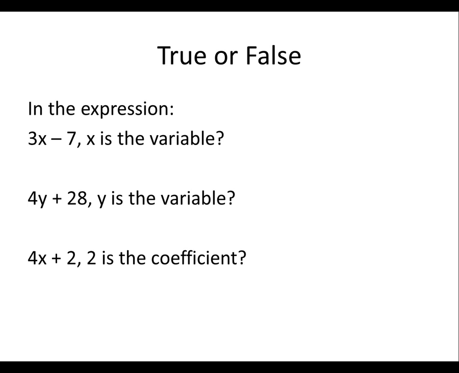In 4x plus 2, 2 is the coefficient. Give me a thumbs up or thumbs down. Okay. Those of you that have your thumb down, you are correct. 4 is the coefficient in that one because it's connected to the variable. It's being multiplied by the variable.